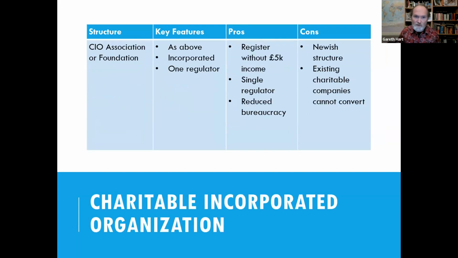And CIOs are fairly new, and if you're thinking of registering a charity, I'd probably advise you to look at this model quite strongly. Basically, it creates an incorporated organisation, but you only have one regulator, which is the Charity Commission. In the old days, you had to be registered as a company and a charity and report to both, so you had two regulators. Now you just have one, so it's much easier. You can also register without any income, so you can just register a charity and get going, which is quite good. It reduces some of the bureaucracy that charitable companies and other charities might have.